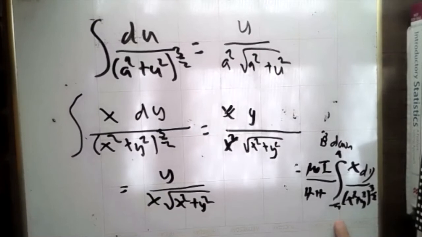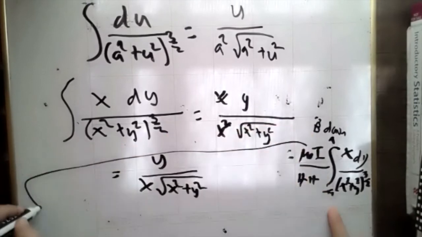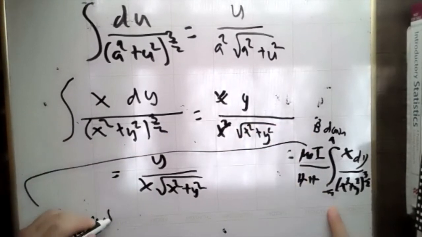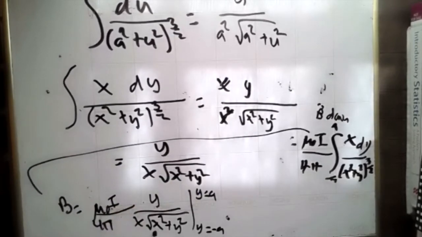But remember, we were integrating that from negative a to a. So this thing, B then, will be mu naught I over 4 pi, y over x square root of x squared plus y squared, evaluated from y equals negative a to y equals a. And by symmetry, in the bottom, I get the same thing whether I plug in a negative or a positive y, a. On the top, then I'll get a minus negative a, we get 2a. So that gives us this formula.